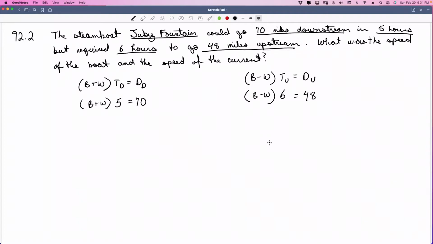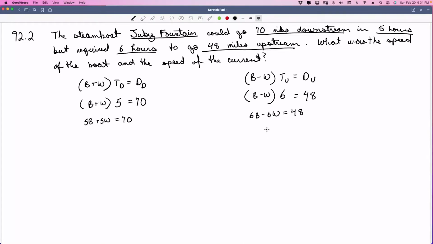So now we're going to do a little bit of distribution. Since we don't have any values for the boat or the water, we're just going to distribute this. We're going to say 5 times the boat plus 5 times the water equals 70. And 6 times the boat minus 6 times the water is equal to 48.